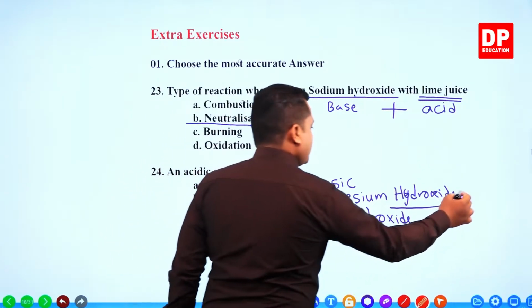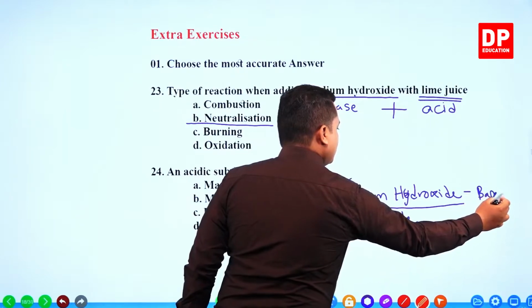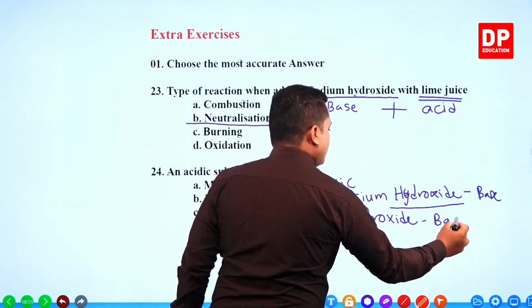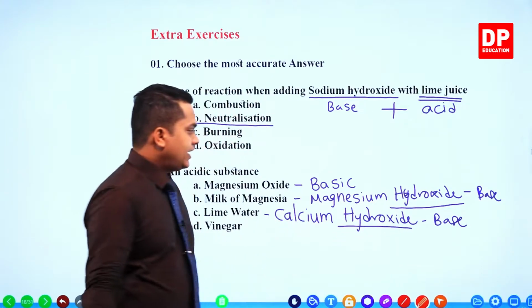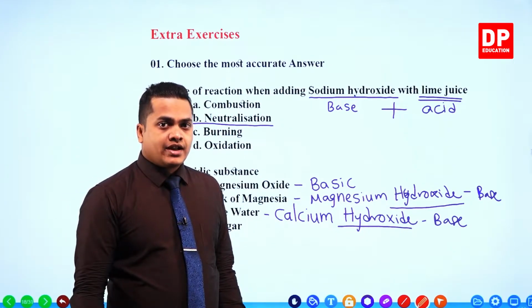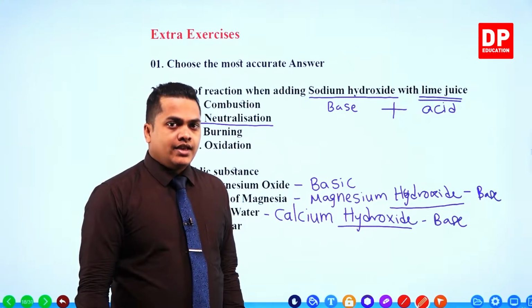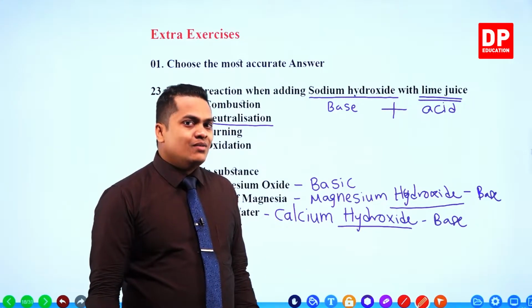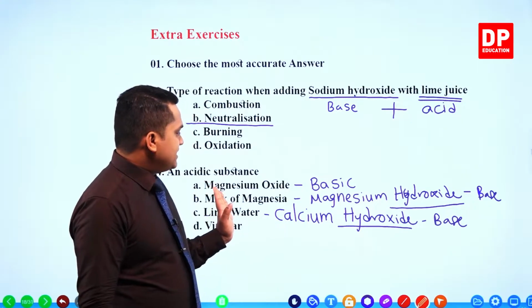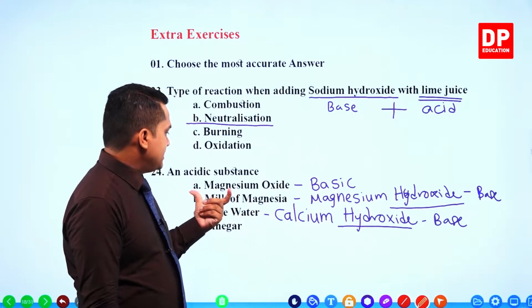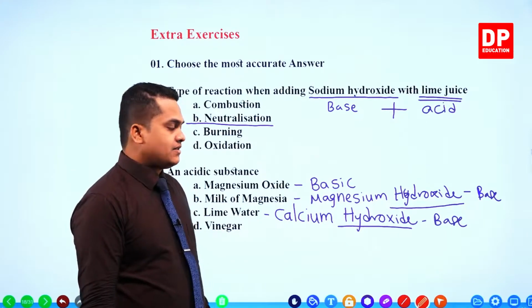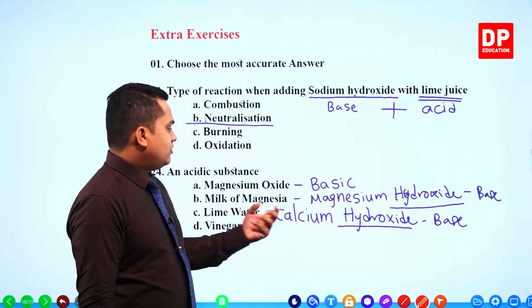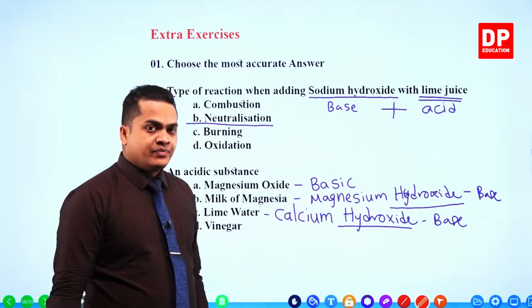Calcium hydroxide. This is also a base. As there is hydroxide at the end, I told you if there is hydroxide, then it definitely should be a base. So magnesium oxide is a basic substance. Milk of magnesia, or magnesium hydroxide, is also a basic substance. Lime water, or calcium hydroxide, is also a basic substance.